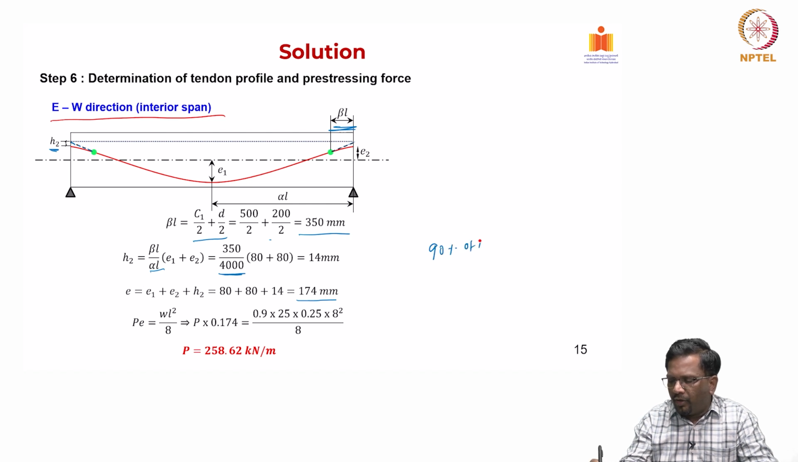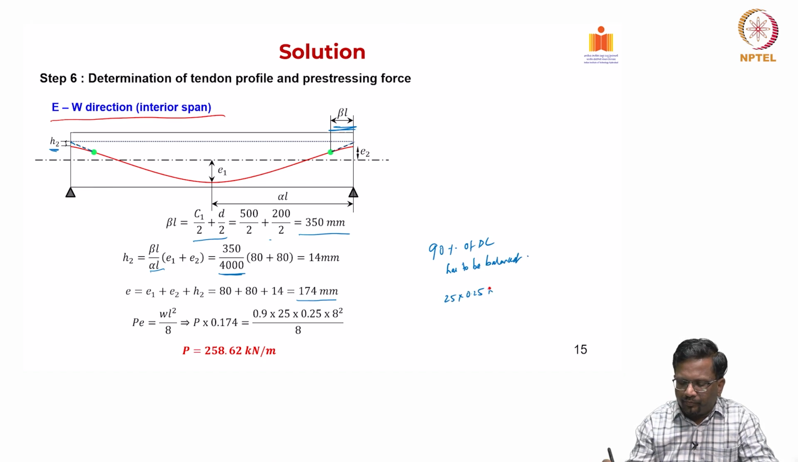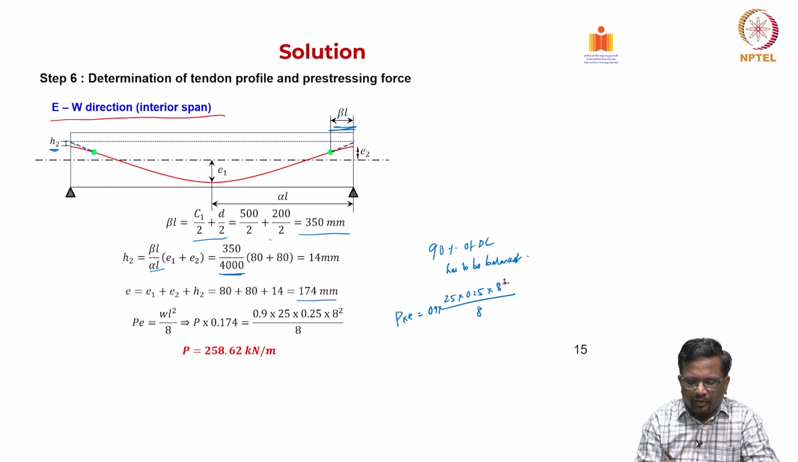90% of dead load has to be balanced. Okay. So now what is the dead load? Dead load is unit weight multiplied by 0.25 times L square, which is span square, divided by 8. Okay. So now this is basically P into, sorry, this multiplied by 0.9. So P into E should be equal to 0.9 times this, right. So that is what we are doing.